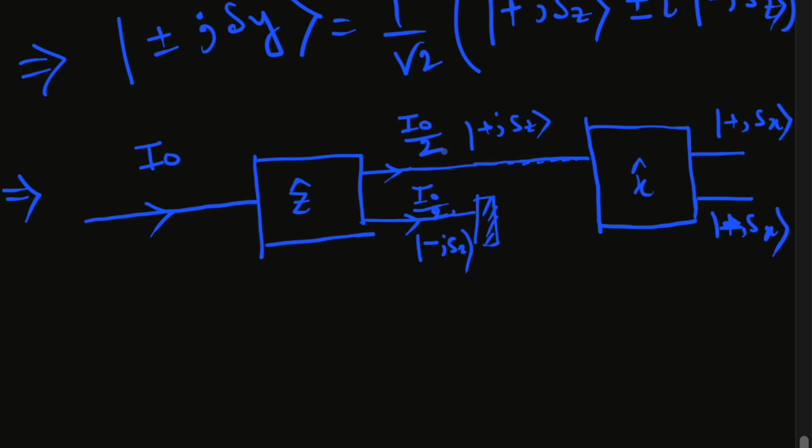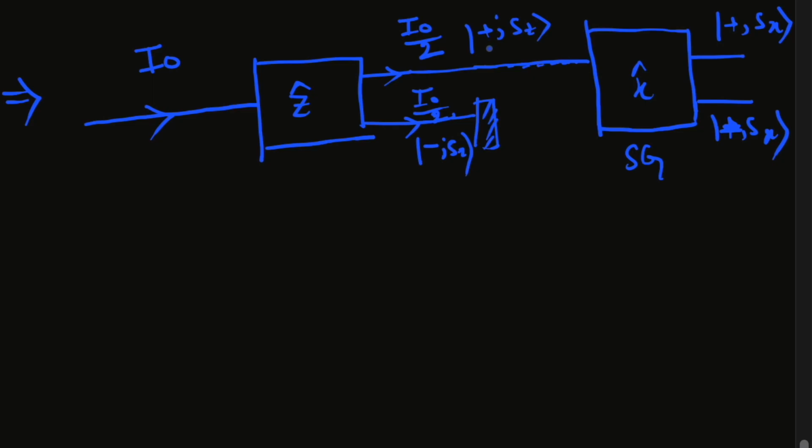That means, what will be the intensity of the Ag atoms that we will find after passing through this SG apparatus? What fraction of the Ag atoms will be found in the direction of the magnetic field, and what fraction of the intensity of the Ag atoms will be found in the opposite direction of the magnetic field?